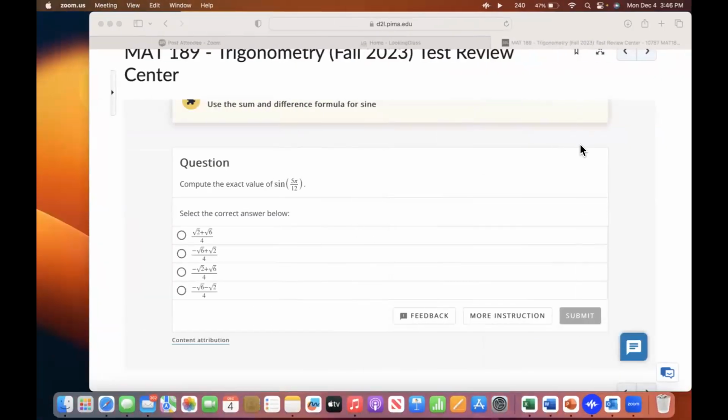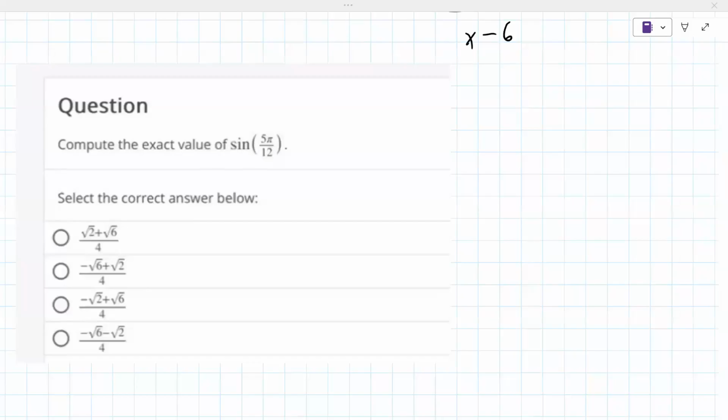Okay, this one's just another sum and difference. That's right. It's a little harder. Sometimes for students that you haven't seen, if you're not comfortable with radians, you might convert the answer to degrees to get a feel for what angle measure it is. Because 5 pi over 12, what is that?